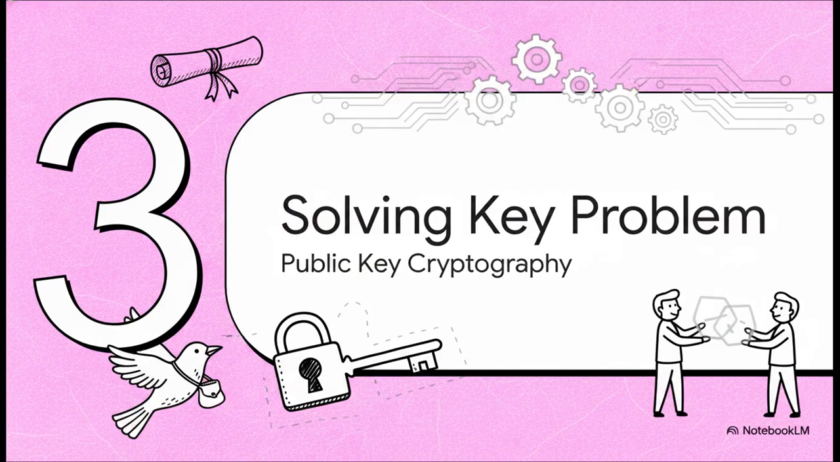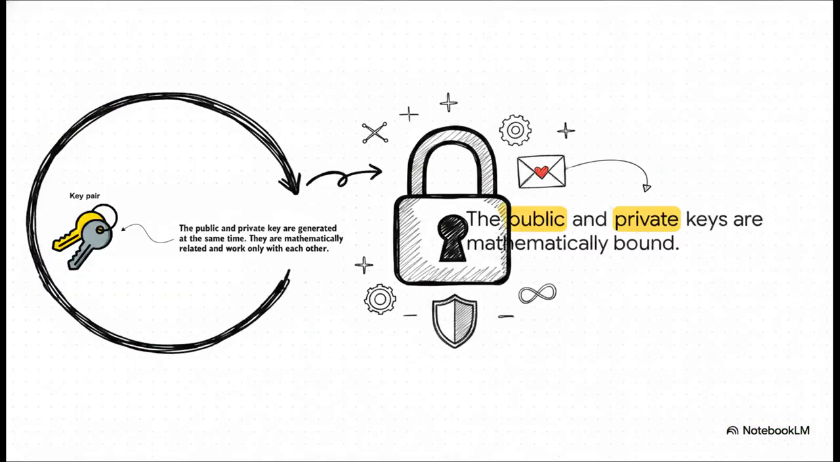That brings us perfectly to Part 3, solving the key problem. This historical secret key challenge is exactly what led to a revolutionary paradigm shift. Back in 1976, Whitfield Diffie and Martin Hellman introduced a concept that rendered the age-old reliance on secret courier systems completely obsolete. They introduced the concept of a key pair. This is a real game changer.